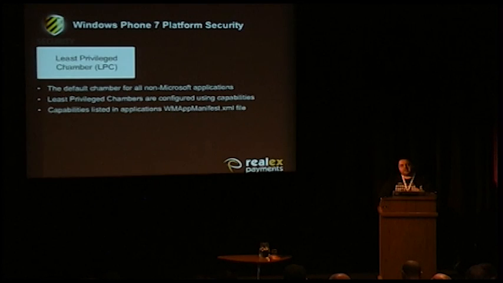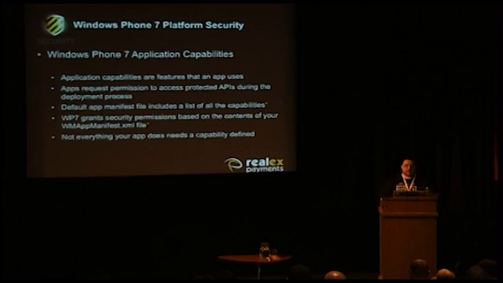It's based on the principle of least privilege, and it has that dynamic permission set based on the capabilities. So when you create a Windows Phone app, you have this WMAppManifest file, and that includes a list of the capabilities that your app wants to use. So if you want to use networking, you need to declare it in there. If you want to read users' contacts, you need to declare that as a capability. Which brings us on nicely to capabilities and digging into them in a little bit more detail.